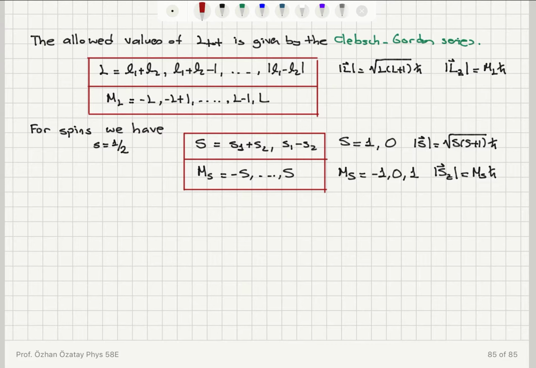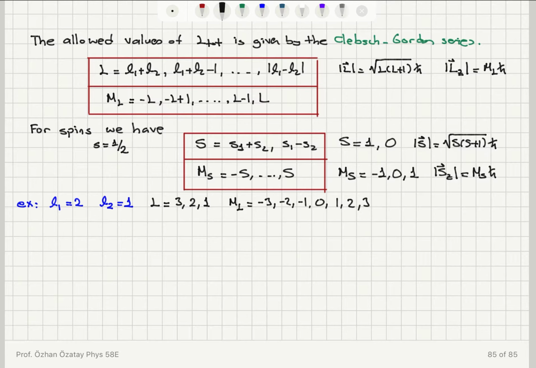And now let's take a look at a specific case. For example, let's consider the following case. We have L1 equal to 2, so it's a d orbital electron, and L2 equal to 1. So in this case, the total orbital quantum number, capital L, can be 3, 2, 1, and m sub L, for capital L equal to 3, can be -3, -2, -1, 0, 1, 2, and 3.